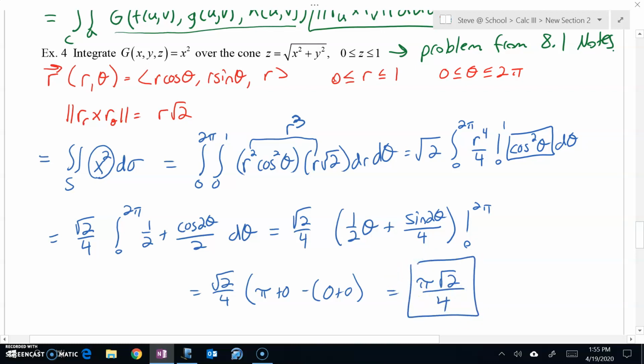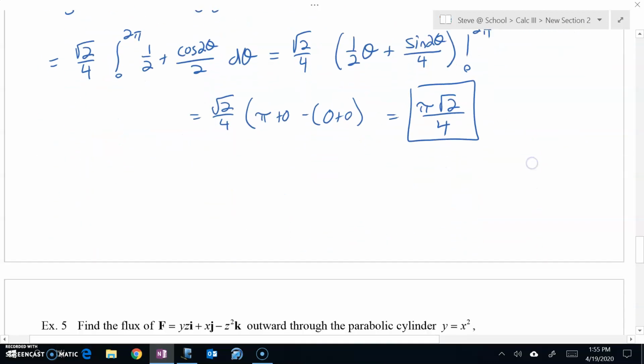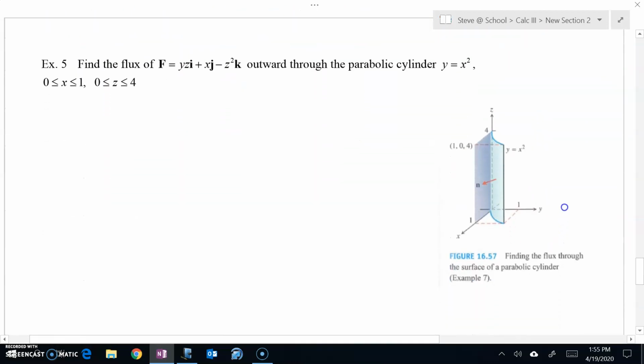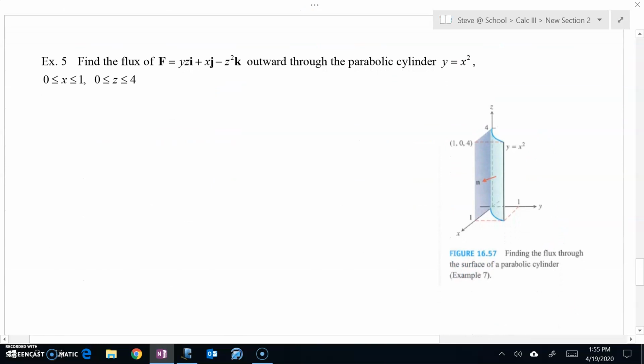Okay? So that's how you do a surface integral with parametric equations. So let's do one more problem. We're going to do the flux, so the rate of the fluid flow of F outward through a parabolic cylinder. That's going to be this problem right here that I'm scrolling down to. Here we go. So first thing we have to remember is that flux is equal to the integral over the surface of F dot N d sigma.